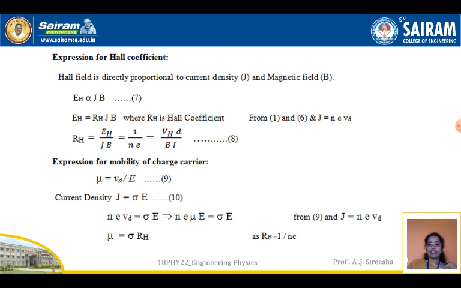Now the expression for the mobility of charge carriers. Mu is equal to VD by E, which I have already defined. Current density J is equal to sigma E, and we know that J is equal to NEVD is equal to sigma E. Substituting the values, NE mu E is equal to sigma E. So from equation 9, J is equal to NEVD, the E gets cancelled, 1 by NE becomes RH, so mu is equal to sigma into RH. This is the mobility of the charge carriers.